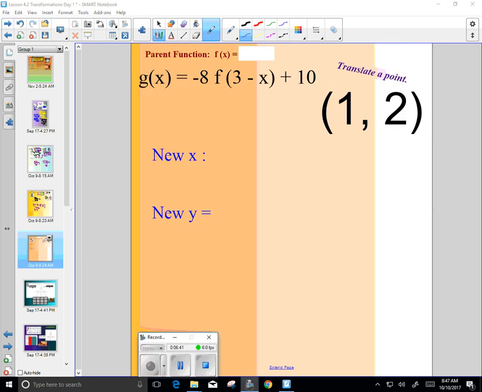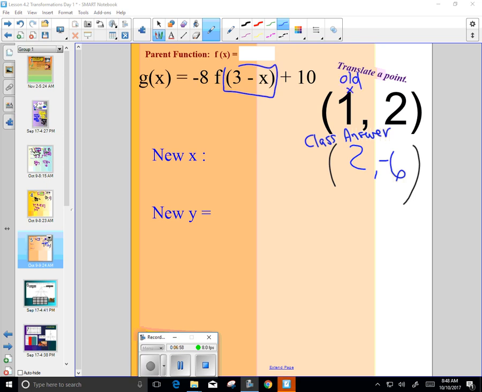Translate this point. Okay, we got a class answer of (2, negative 6). We're going to see if we're right. Well, here's the function we have, and inside it, 3 minus x. So the old x is 1. So 1 equals 3 minus x. And if we add x, we get x plus 1 equals 3. I get x equal to 2. And you did too. This is the new one.